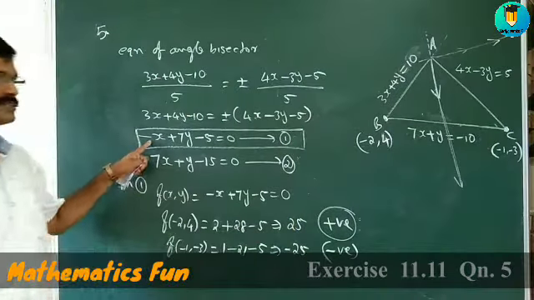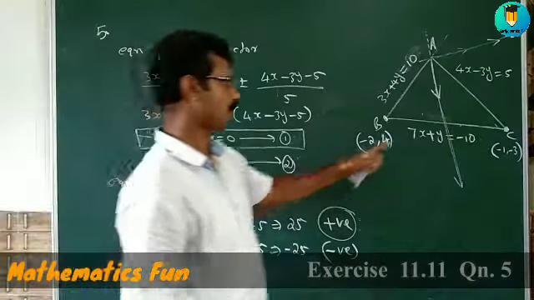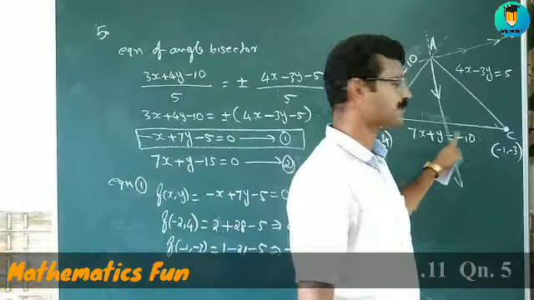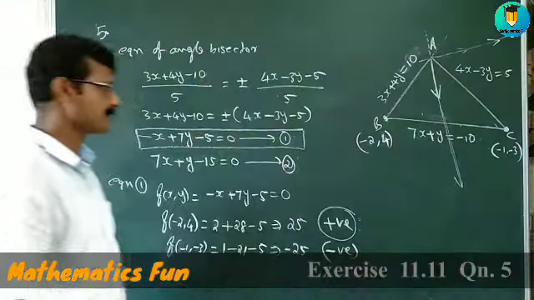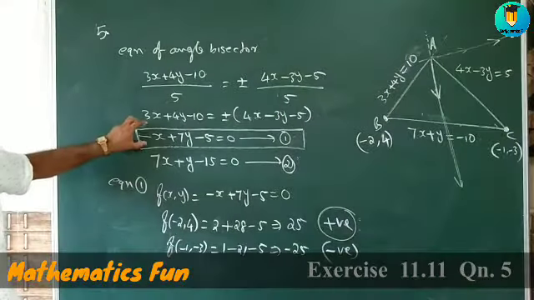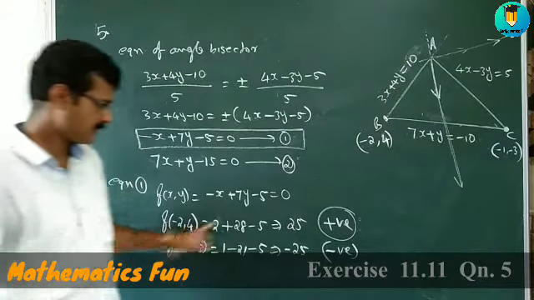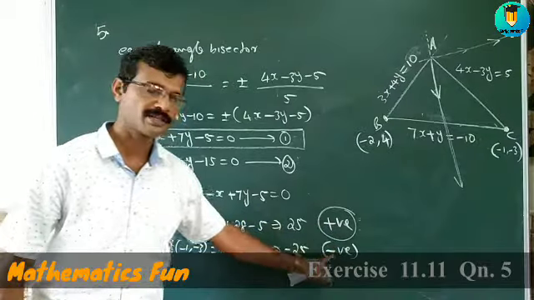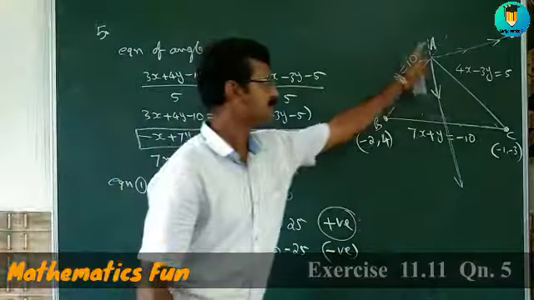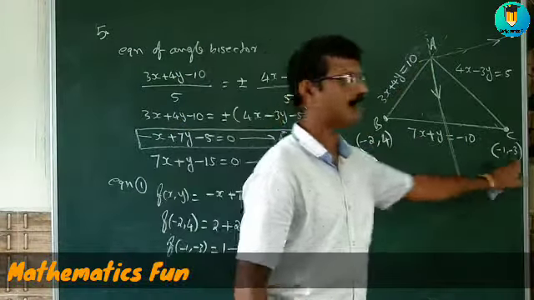This is the required bisector, opposite to the side 7x plus y minus 10 is equal to 0. So this is the required bisector. Since in one case it is plus and in another case it is negative, that means they are on opposite sides with respect to this line.